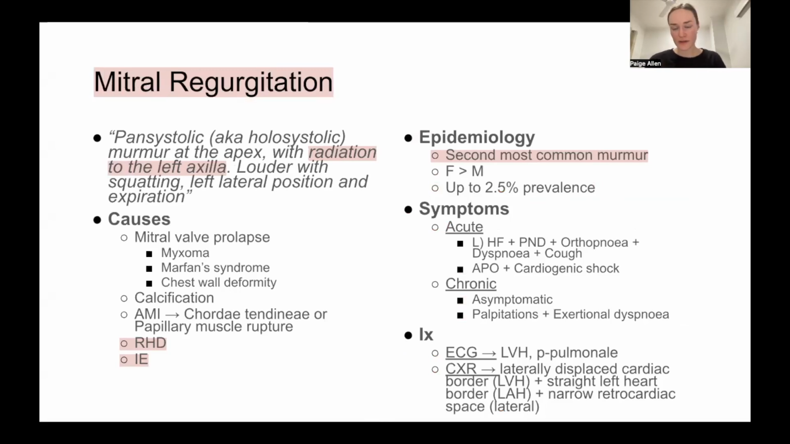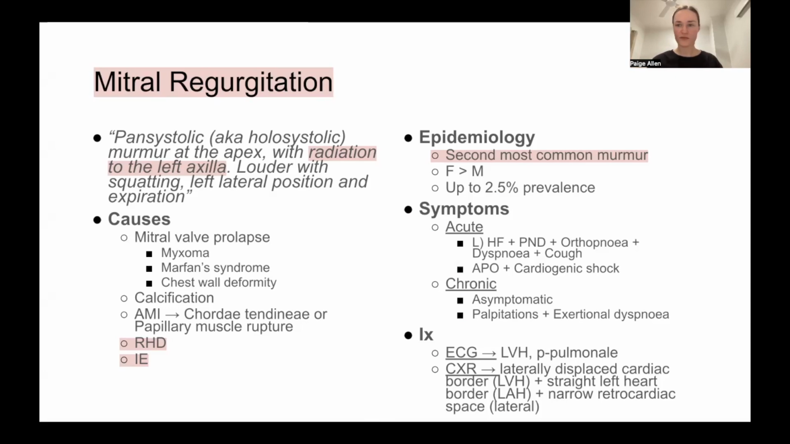So this is the second most common murmur. The classic presentation for this one is you'll hear it over the mitral valve, or sometimes they'll say at the apex of the heart, and it will radiate to the left axilla. And it's louder when you're laying on your left side because you're increasing the pressure down over the mitral valve, and louder with expiration because it is one of those outside valves.